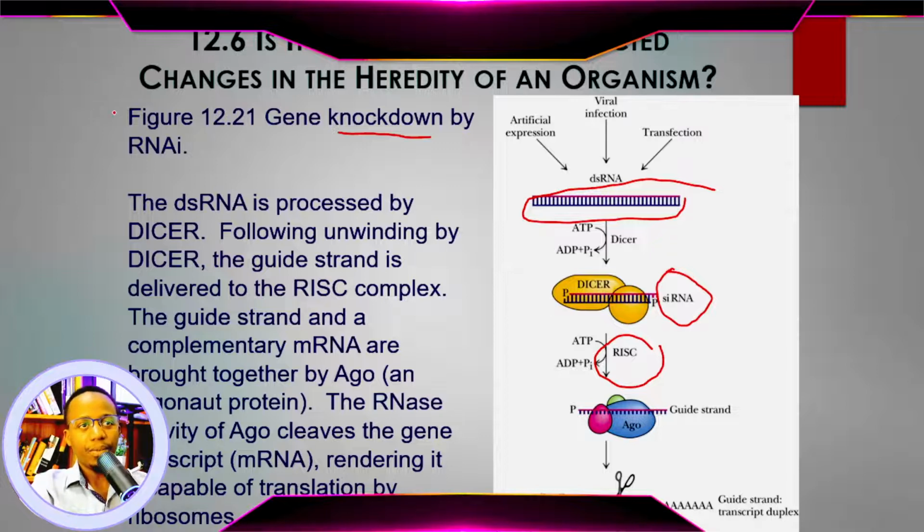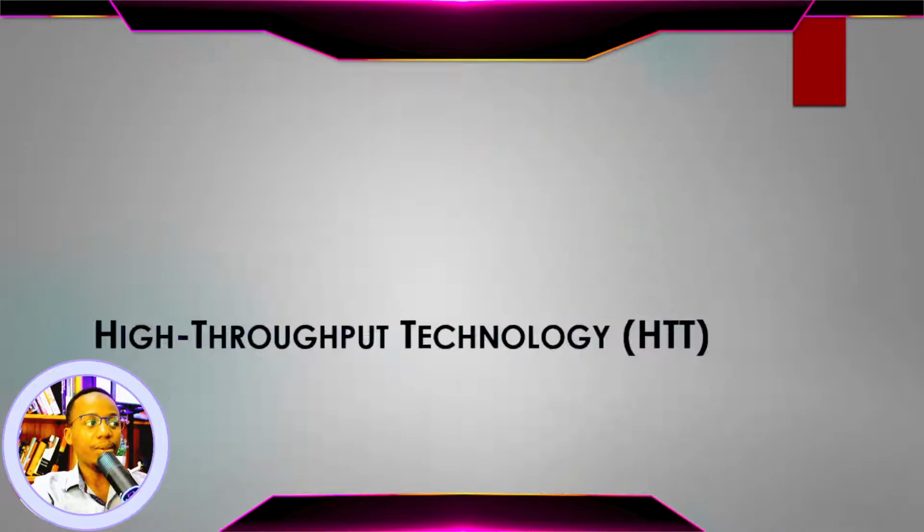So RNAi, now you know what it is. siRNA, now you know what it is. And when we get to talk about CRISPR, we're going to talk about shRNA. But I want you to know the difference between knockdown and knockout. And then I want you to pay attention to this method so that you see the difference between this method and CRISPR. Because CRISPR is another version of DNA knockdown.